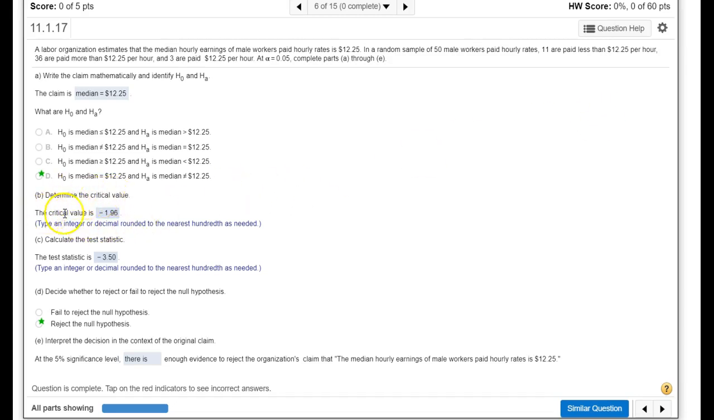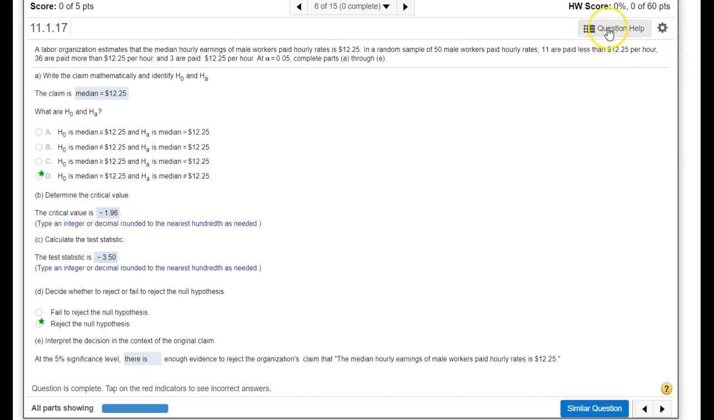To determine the critical value with alpha equals 0.05, we could actually use StatCrunch for this, but that is a very common standard normal value, like a z-value. So we would look at the standard normal distribution at alpha equals 0.05, and we know that that would be equal to negative 1.96.